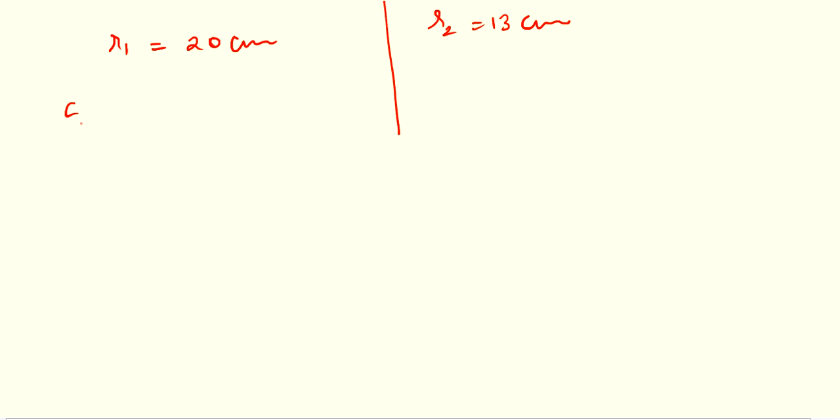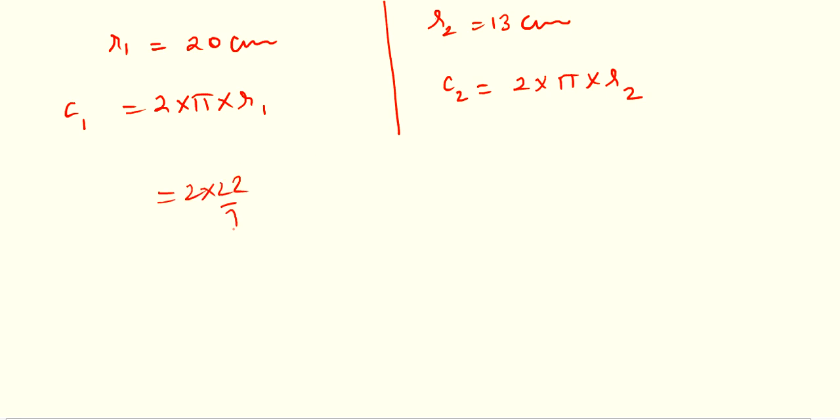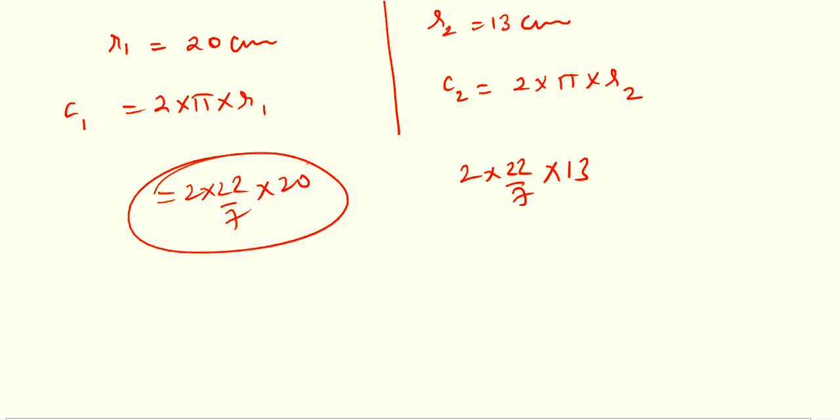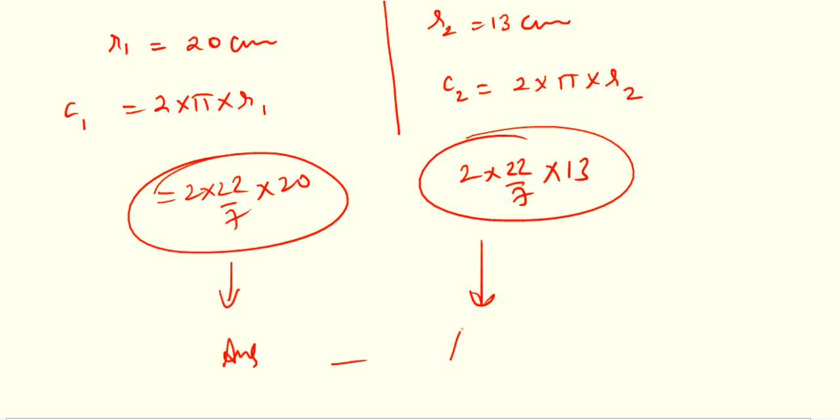So first find the first circumference, C1 equals 2 into pi into R1. Then find the circumference of the second circle, 2 into pi into R2. Now substitute values here: 2 into 22 by 7 into 20, and 2 into 22 by 7 into 13. Now solve this and this. Then, whatever answers you get from here, just subtract these values. So you will get the final answer.